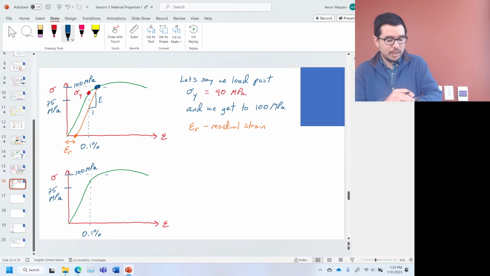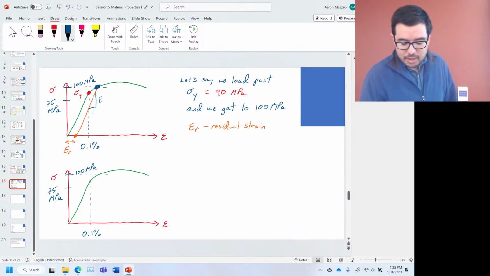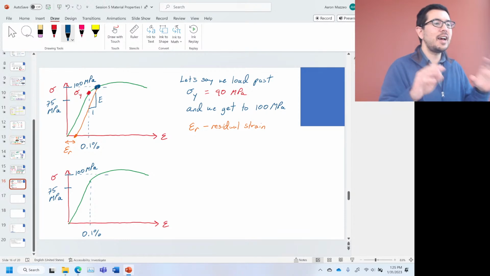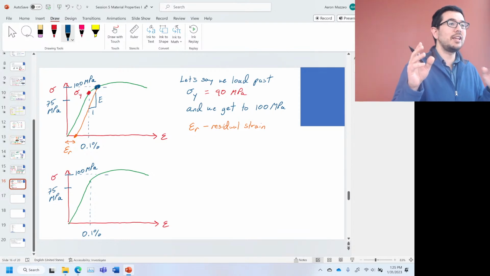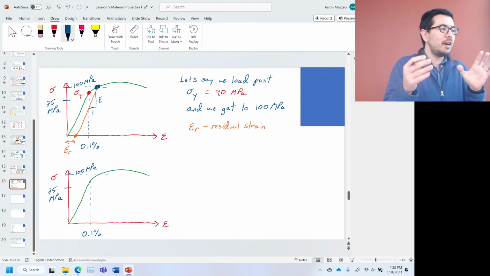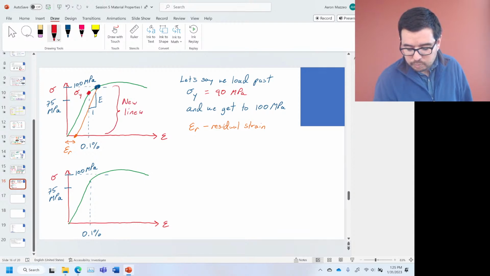Now, the other cool thing, I'm running out of time. The other cool thing is you've actually made the material stronger. Okay, this is a wild thing. Now, I added strain. It came at a cost, right? But you've introduced maybe some dislocations into the material if it's a metal alloy. And so guess what? This line becomes the new linear region.